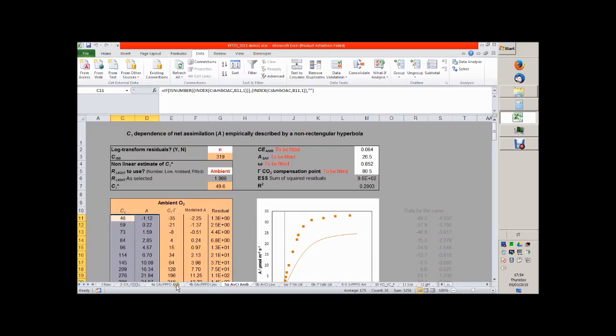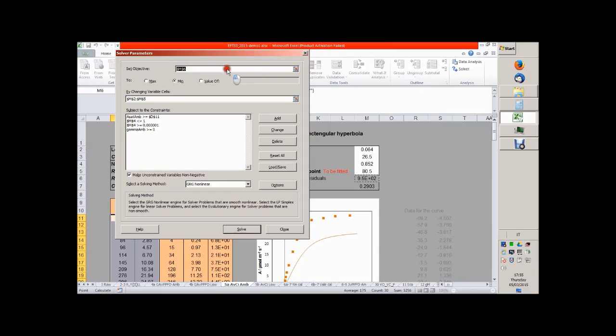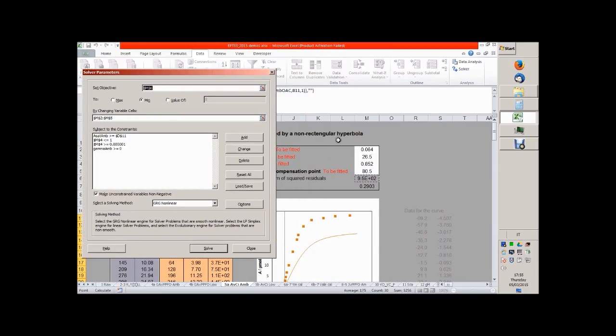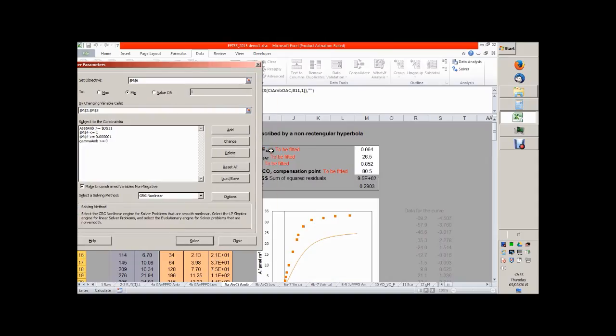Similarly to what we have seen in sheet 4, the fitting procedure consists in finding the parameter values which minimize the difference between the modeled function and the measured data points. This difference is computed as sum of squared residuals. So I now open Solver. I set the objective cell as M6, which is the sum of squared residuals. I specify minimize, and then as variable cells I add these four cells: the carboxylating efficiency, saturated rate of assimilation, curvature, and compensation point.